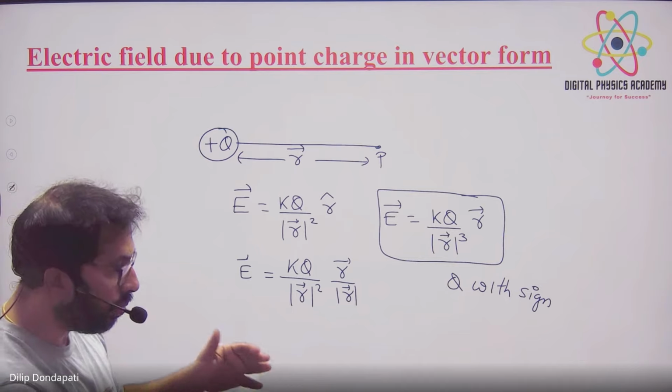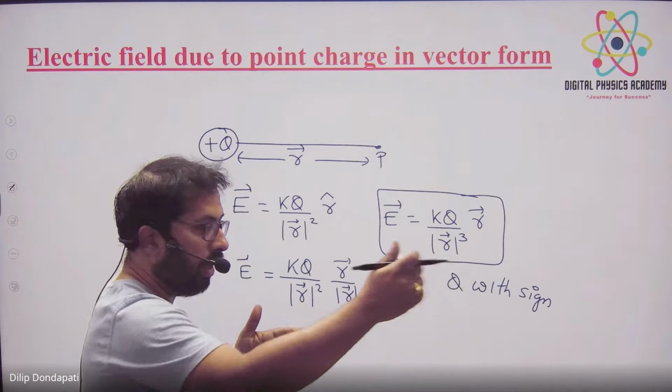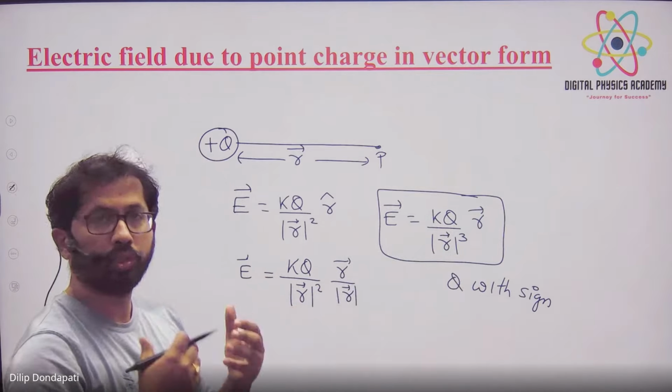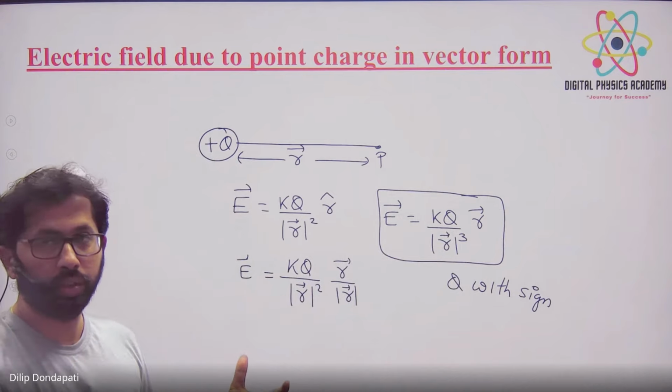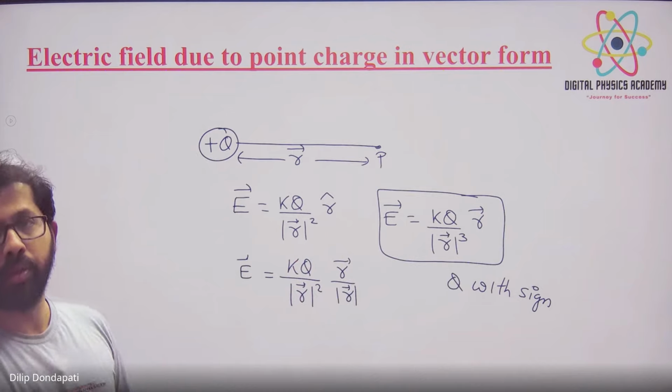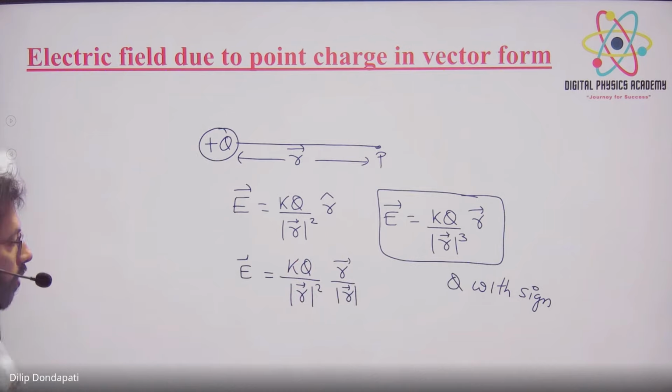So here also, a positive charge means away, a negative charge means towards. Same questions will be there, like the superposition principle we are going to do. If there are more than 2 charges, we have to use the superposition principle and solve. Done. Yeah.